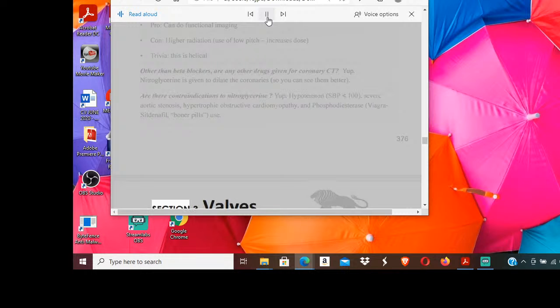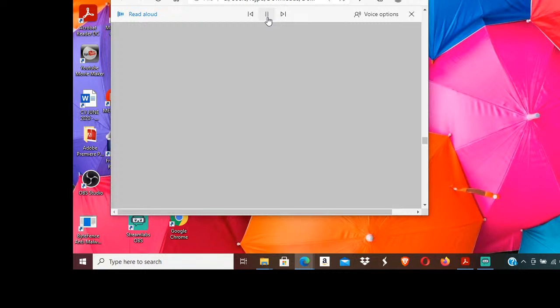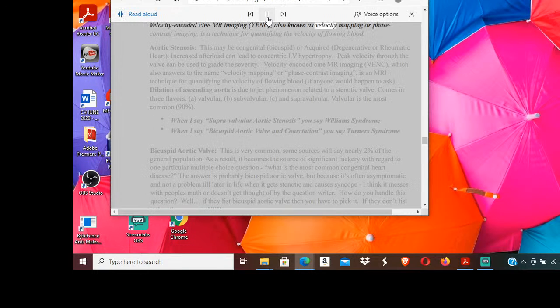376. Section 3, valves. Velocity-encoded cine-MR imaging, VENC, also known as velocity mapping or phase contrast imaging, is a technique for quantifying the velocity of flowing blood. Aortic stenosis, this may be congenital, bicuspid, or acquired, degenerative or rheumatic heart. Increased afterload can lead to concentric LV hypertrophy. Peak velocity through the valve can be used to grade the severity. Velocity-encoded cine-MR imaging, VENC, which also answers to the name velocity mapping or phase contrast imaging, is an MR technique for quantifying the velocity of flowing blood, if anyone would happen to ask.